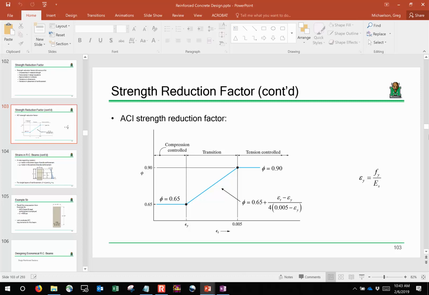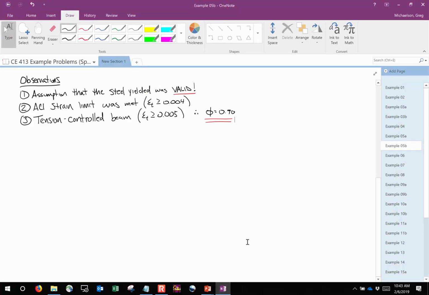So if you want, you can go ahead and say, therefore, phi Mn is 0.9 times, what was it, 246.8? And so what does that equal?